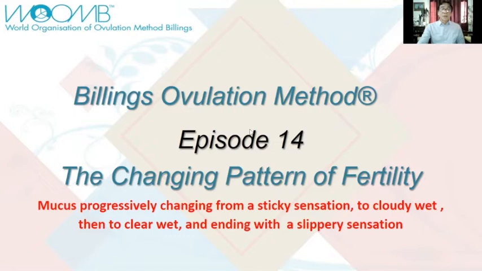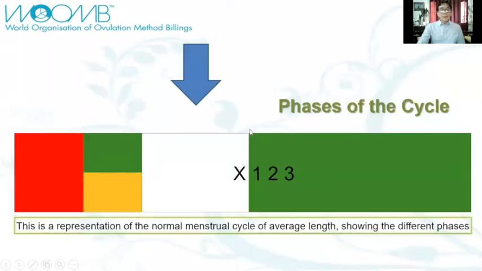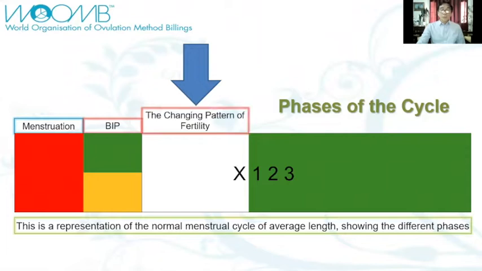But let us have a quick review. Last episode number 12, we talk about menstruation. Then episode number 13, we talk about the basic infertile pattern. Today, in episode number 14, we will be talking about the changing pattern of fertility.